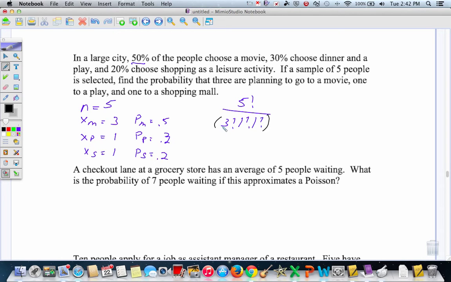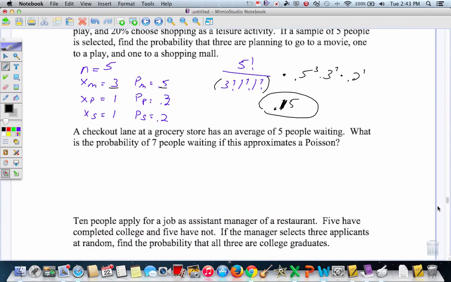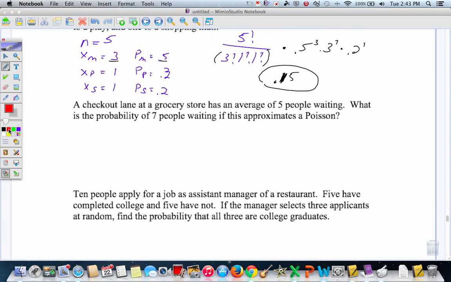Although I guess in this case I really didn't need the parentheses because 3 factorial is 3 times 2 times 1 or 6, and 1 factorial is just 1. But we'll continue on, and I have 0.5 raised to the 3rd power, 0.3 to the 1st, and 0.2 to the 1st. And if I plug that in, my probability is about 0.15. Okay, so moving on here.